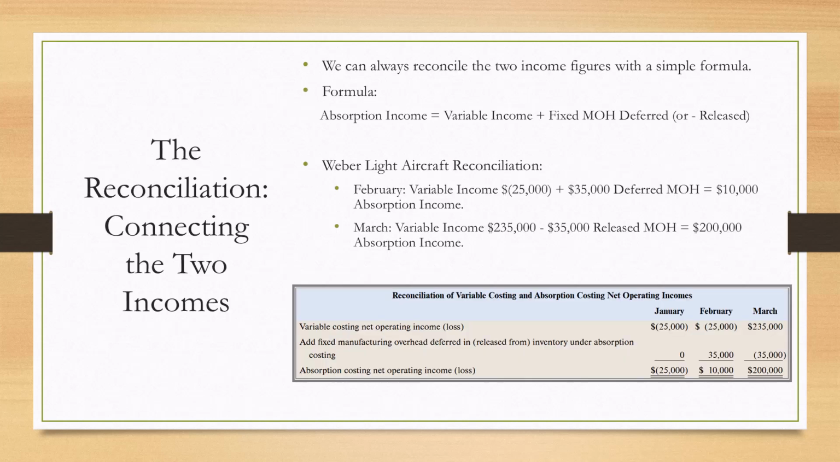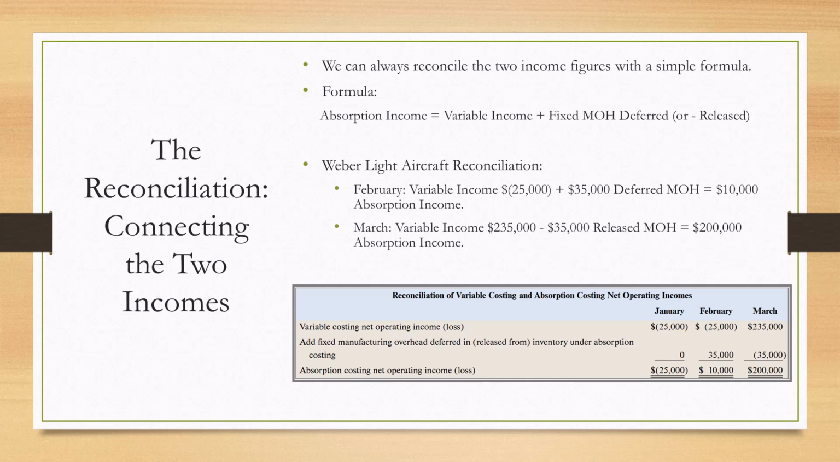We can always connect the net incomes from these two methods using a simple reconciliation formula. The formula is absorption income equals variable income plus any fixed manufacturing overhead that was deferred, or minus any that was released from inventory. Let's look at the Weber light aircraft reconciliation.